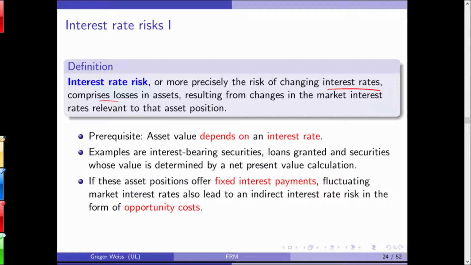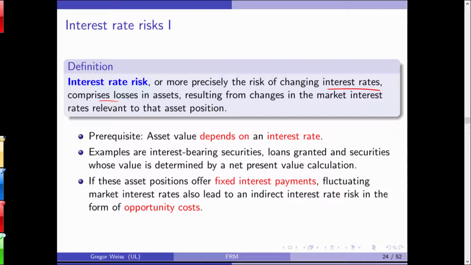If you, for example, have a stock investment, usually the prices are not very sensitive to changes in market interest rates. So this is the counterexample. For a bond, it's quite clear with fixed interest, with fixed income products, these prices will usually depend on market interest rates.